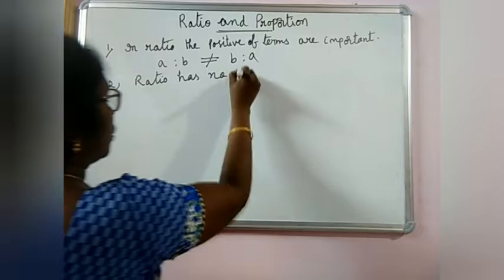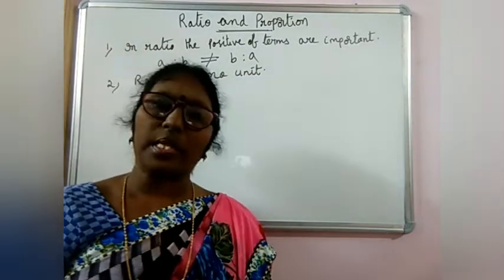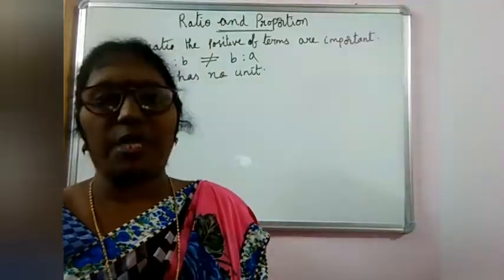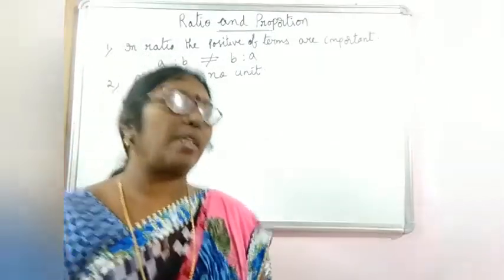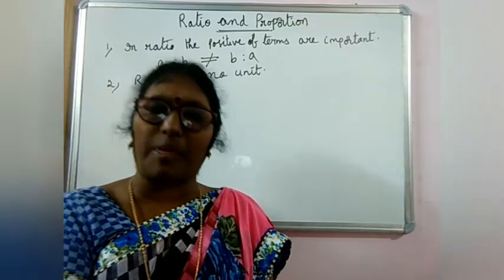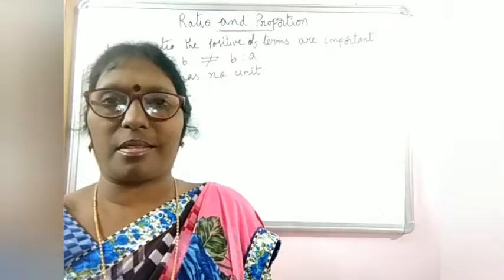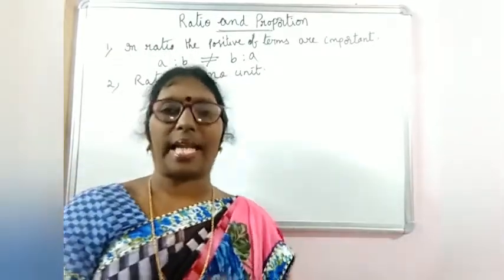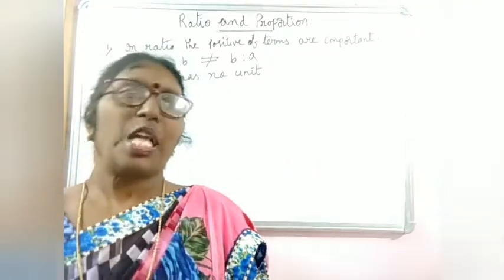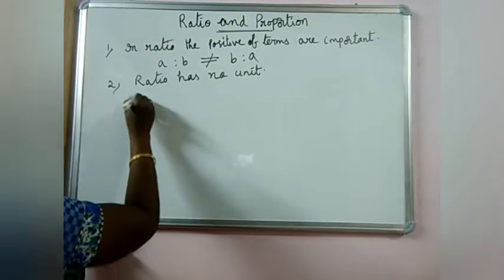Ratio has no unit. Why? Just now I explained. Because it is the comparison between two or more quantities of the same kind. Let me give you one example. Suppose the ratio between 1 kg to 500 grams. That means kg and grams both are weight. Both represent weight, so kg can be converted to grams. Let me find out here.